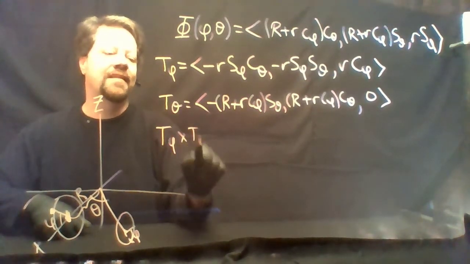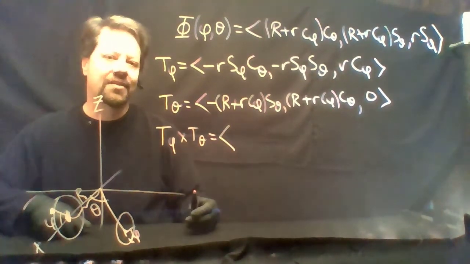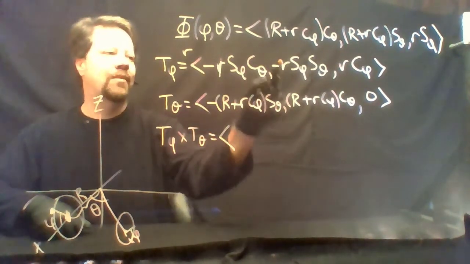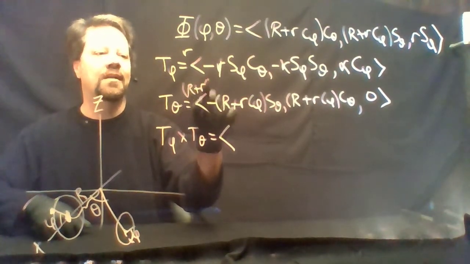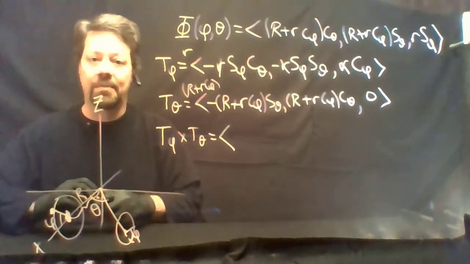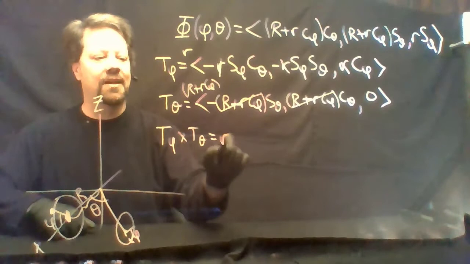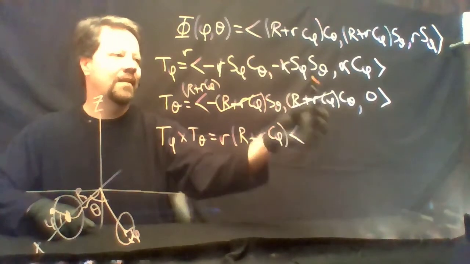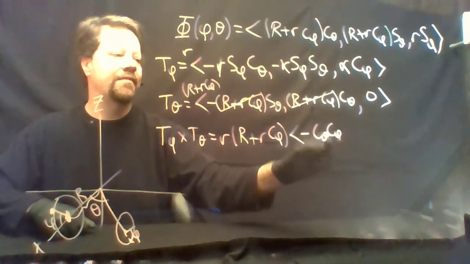T phi cross t theta can be found in the usual fashion. There is a little trick that we might employ here. We have an r that can be factored out. And on the second one, we have big R plus little r cosine phi that can be factored out. Scalars can be factored out of cross products. It follows then that the cross product will be little r, big R plus little r cosine phi, and what's left over will have a minus cosine theta cosine phi.